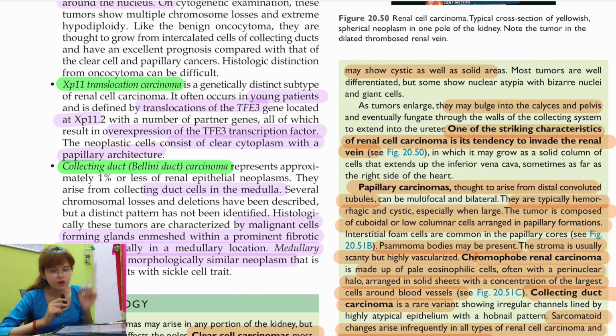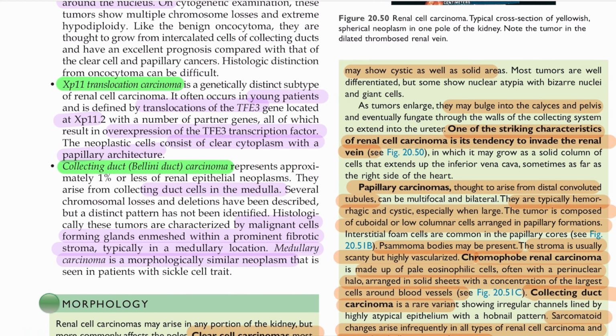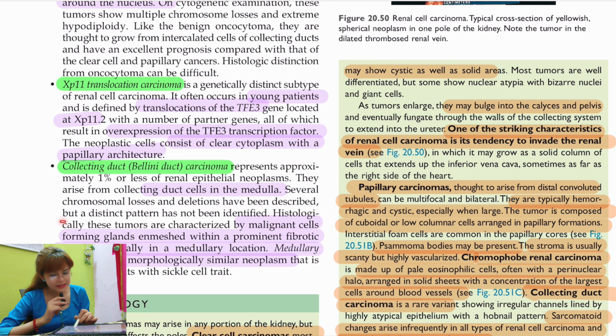Now, collecting duct or Bellini duct carcinoma arises from the collecting ducts. The malignant cells form glands enmeshed with a prominent fibrotic stroma, typically in a medullary location. The medullary carcinoma is a morphologically similar neoplasm that is seen in patients with sickle cell trait.